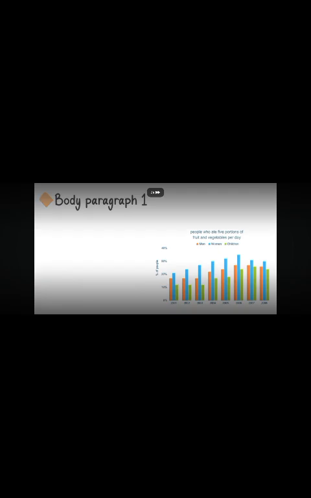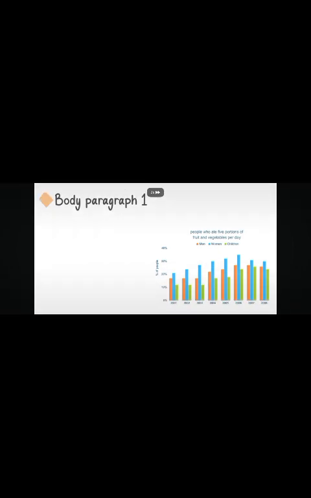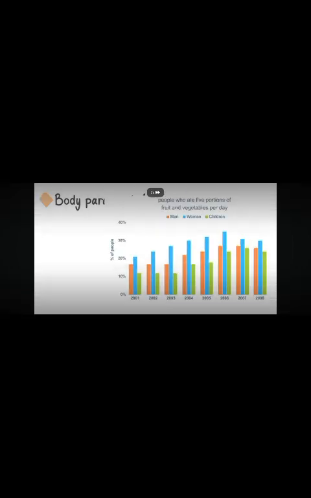Now, our third paragraph, or our first body paragraph, will be about women. Now, as you can see, women in 2001 was around 21%, right? And it reached a high of 35%, as you can see, in 2006, and then declined to around 30%, right, by 2008. So this is the information that I have to write in my first body paragraph.